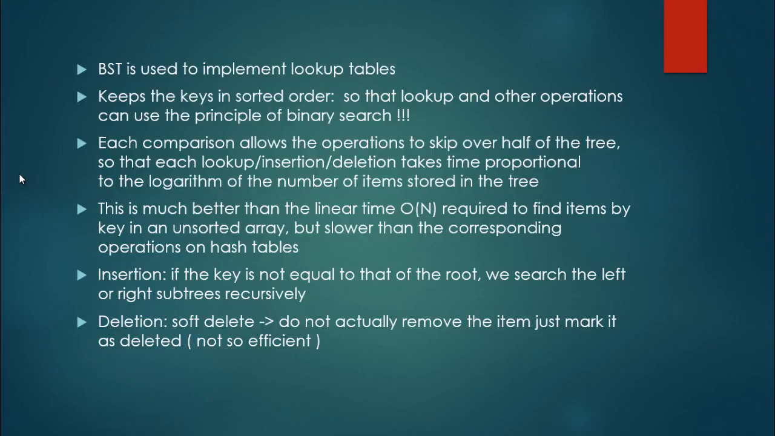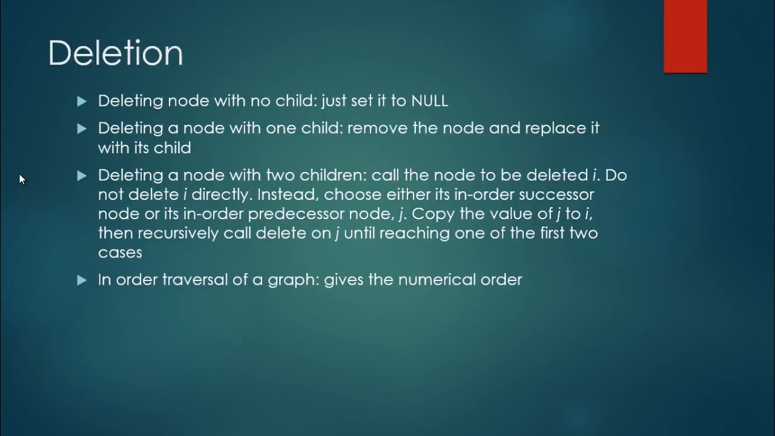So here in the binary search tree, for an insertion, if the key is not equal to that of the root, we search the left or right subtrees recursively. For the deletion, we can use the soft delete. We do not actually remove the item, just mark it as deleted. It is not so efficient because there may be lots of data that we do not need in our tree. So deletion is: deleting a node with no child is very easy. We just set it to null.